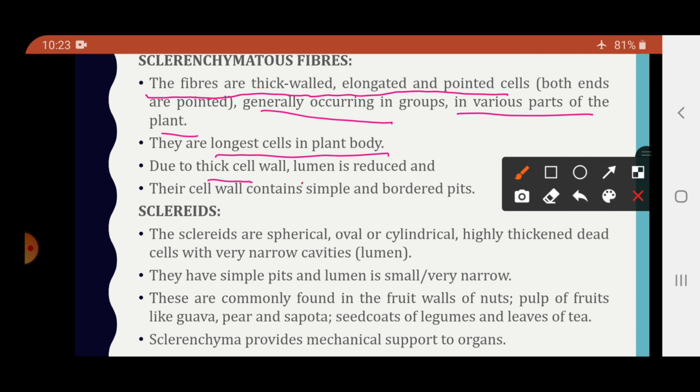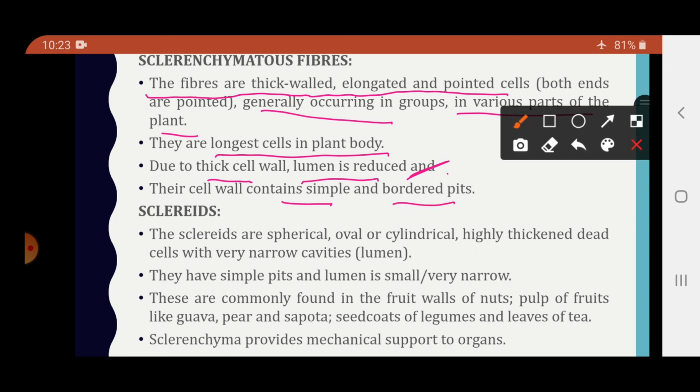It is thick walled, lumen is reduced. ओके, उनमें lumen कैसी है? Reduced है. That is उनकी जो cavity होती है वो बहुत छोटी होती है, narrow होती है. Their cell wall contains simple and bordered pits. Sclereids, they are spherical, oval and cylindrical, highly thickened dead cells with narrow cavities. They have simple pits and lumen here is again very narrow. यहाँ पे तो reduced ही है, reduced है यानी नहीं भी हो सकते. यहाँ पे lumen है, cavity है, but it is narrow.